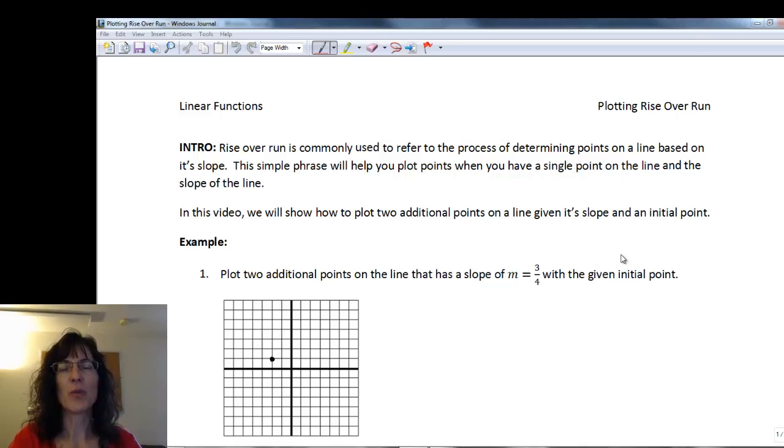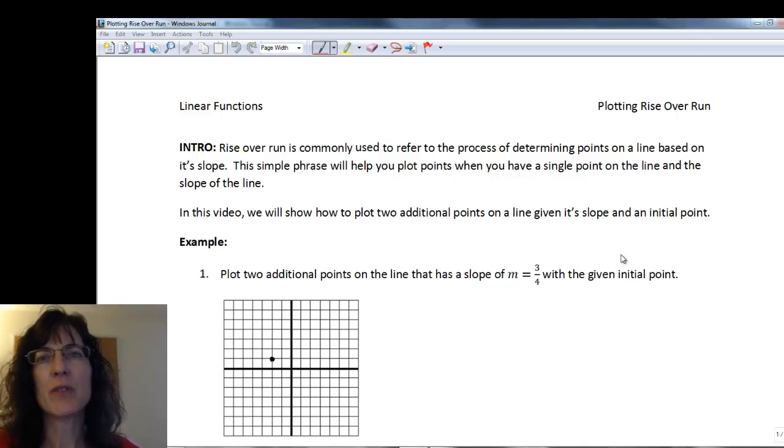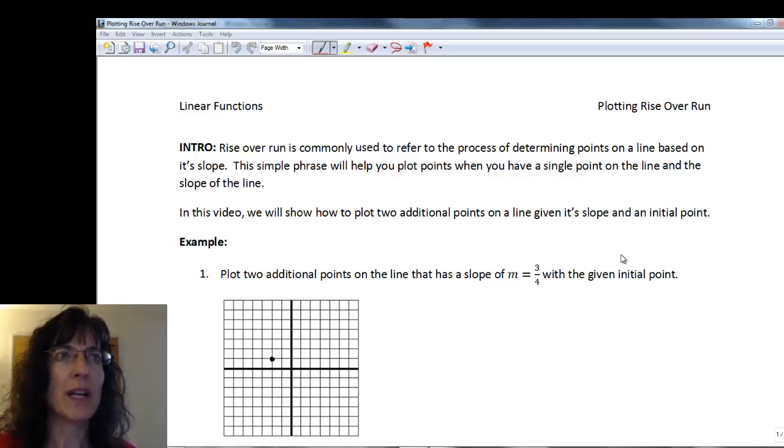Plotting rise over run. We often use the phrase rise over run to help us determine what to do with a slope. It helps you determine points on a line based on the slope. That phrase, rise over run, will help you find your points if you already have a point on the line and you know the slope.